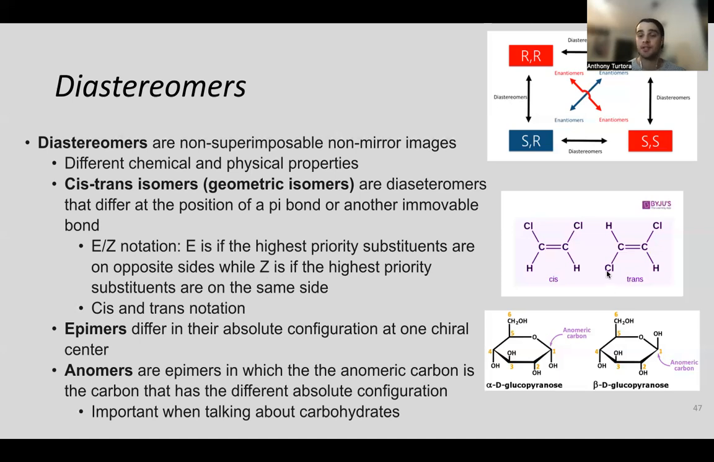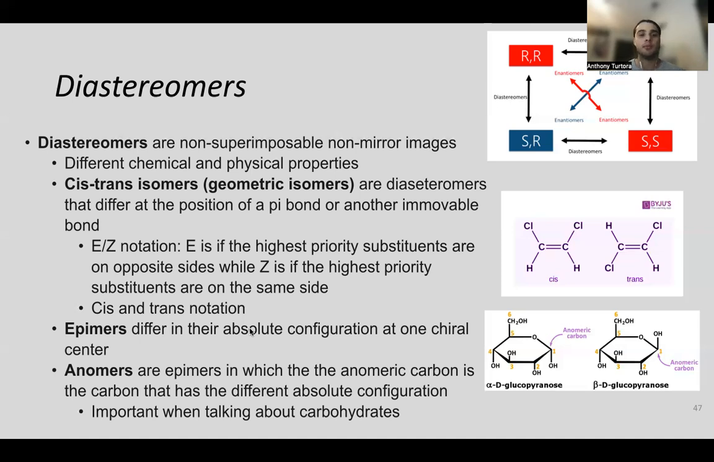If these are on the same side, like it is here, we have the two chlorines, a larger atomic number than the hydrogens. These are on the same side, and therefore we will call them Z or cis.